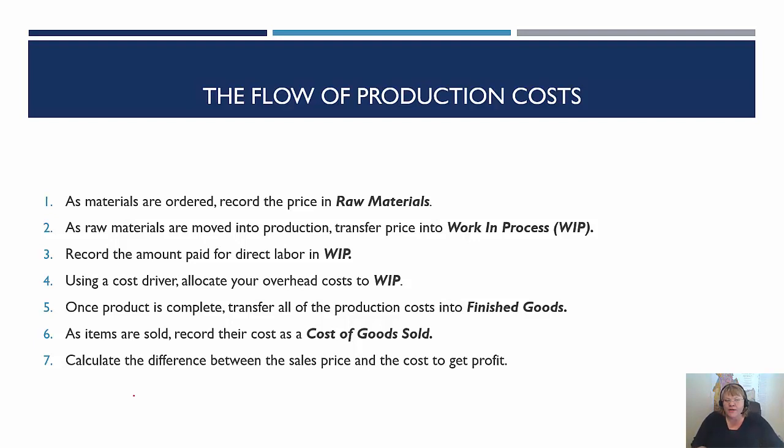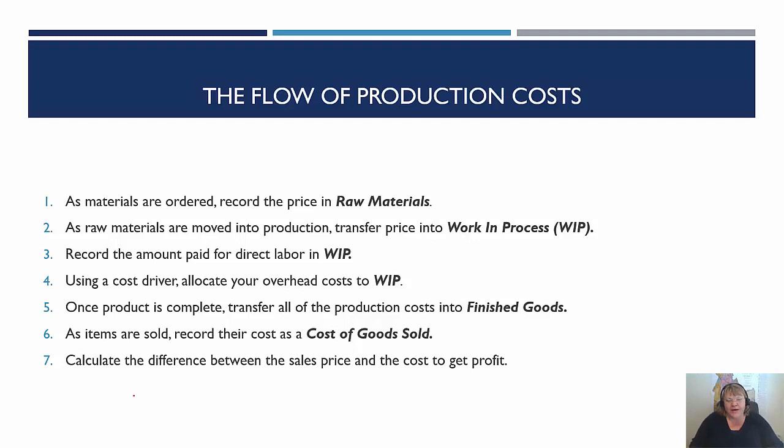And then once the product is complete, you transfer all of those production costs into finished goods. And then as items are sold, you record their cost as a cost of goods sold. And then you calculate the difference between the sales price and the cost to get your profit. And I'm sure that this sounds familiar to you. You probably learned this process in Accounting 202.